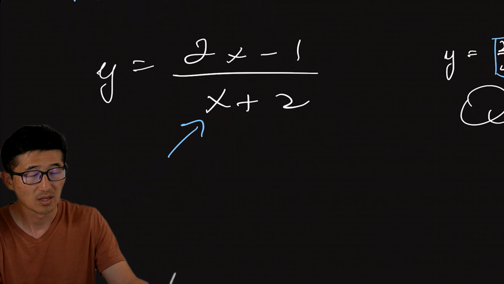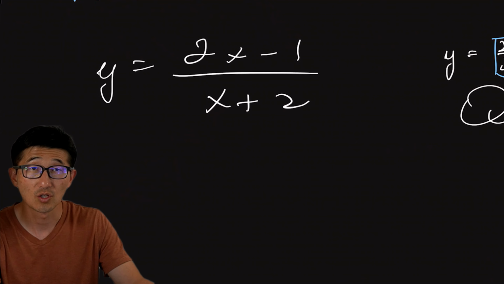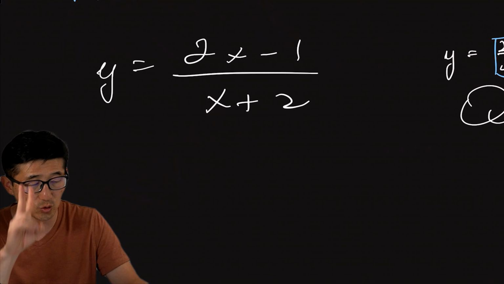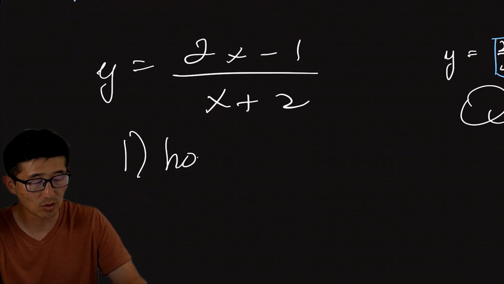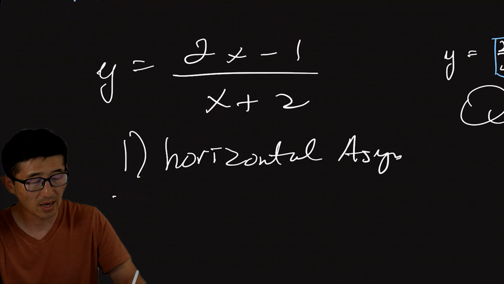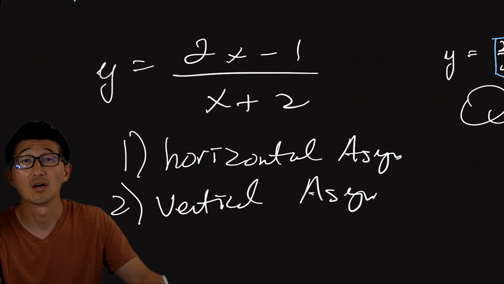All right. So whenever you have rational functions, you always have to look for two things: the horizontal asymptote and the vertical. Okay.